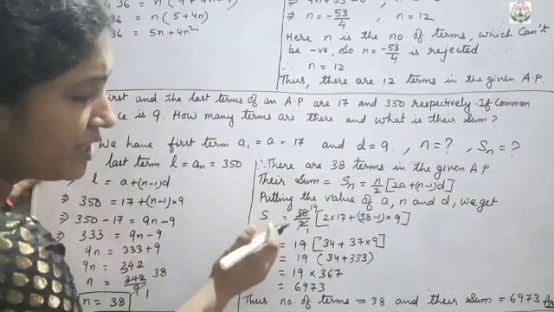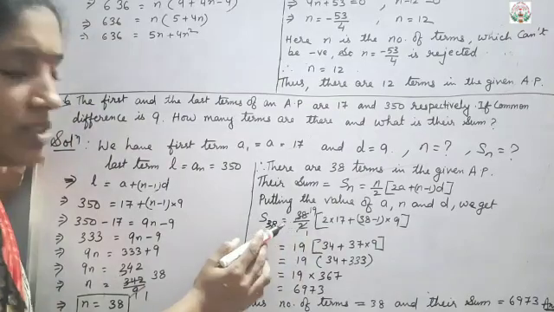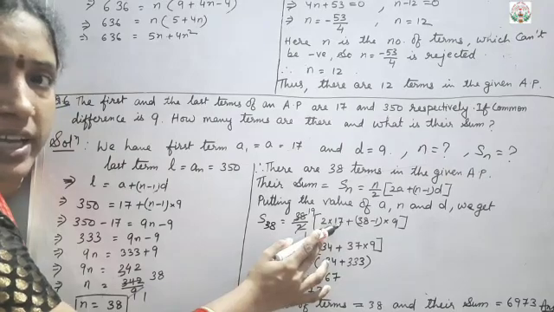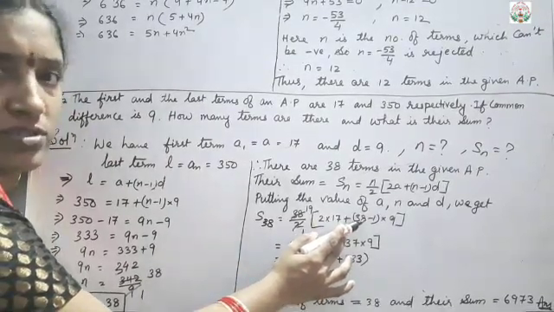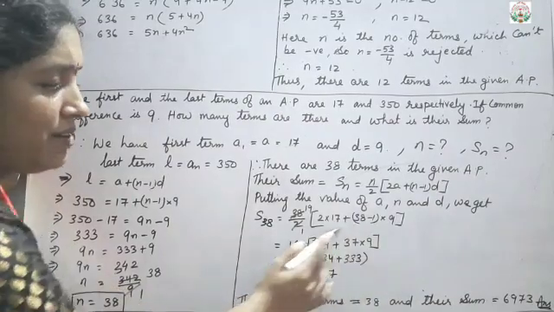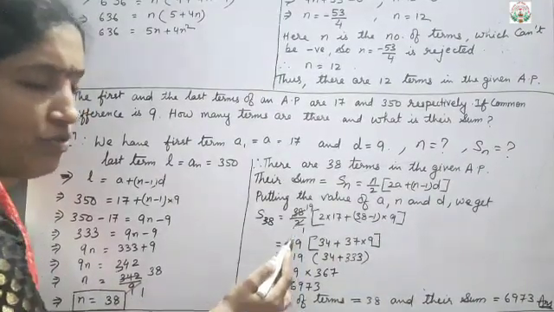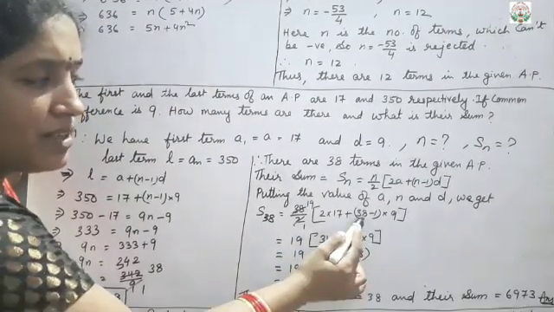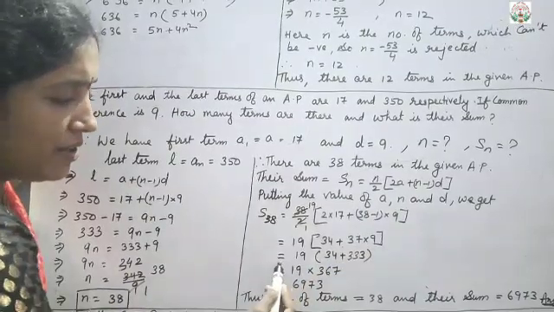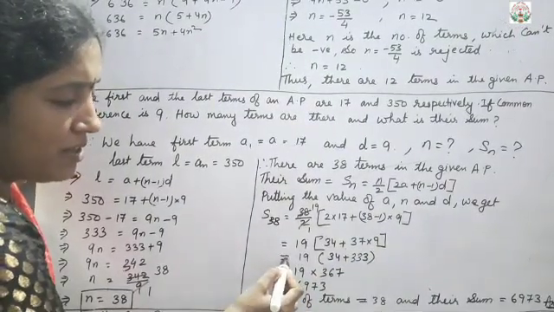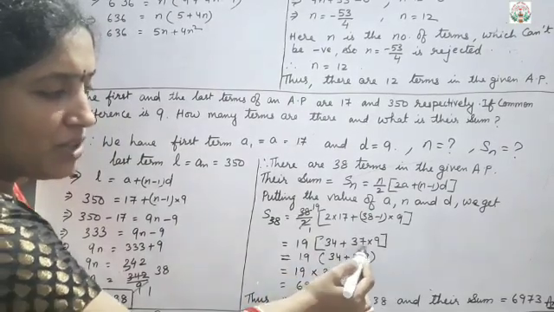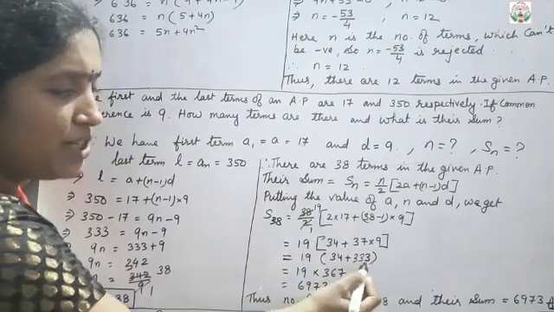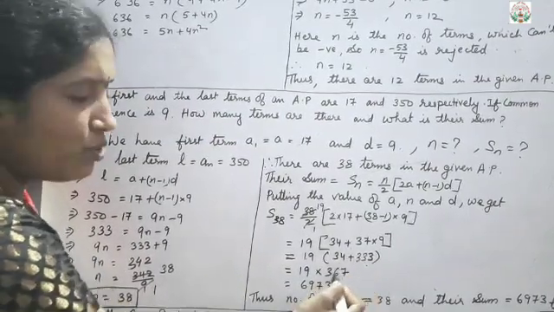Putting the values of a, n and d, we get the sum of 38 terms. This will be how much? The n value will be 38. 38 upon 2 into 2 times 17, as the a value, plus 38 minus 1, the n value, into d, which is 9. On dividing 38 by 2 we will get 19, within the bracket 17 2s are 34, plus here 38 minus 1 will be 37 into 9. So it equals 19 into 34 plus, on multiplication of 37 with 9, we will get 333. So addition of 333 with 34 we will get what?